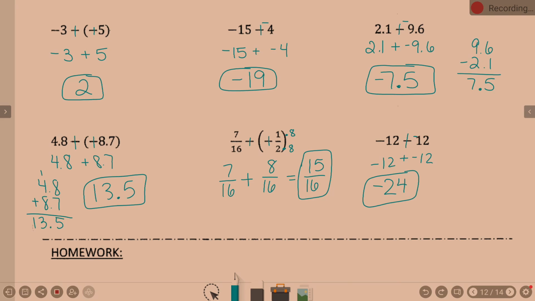Okay. Hopefully that was a little review. How well you remembered it is a different story, right? Okay. The homework that goes with this is lesson 1.5 in Math Excel.